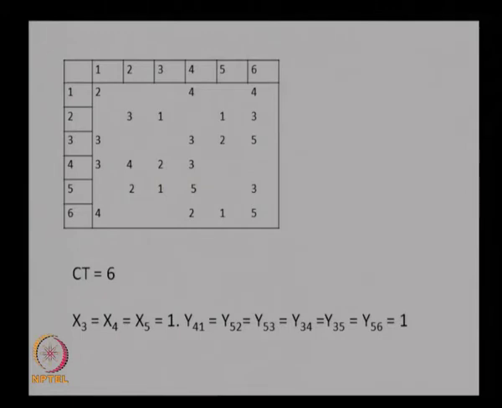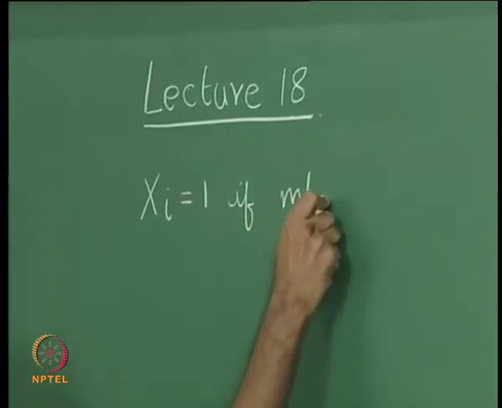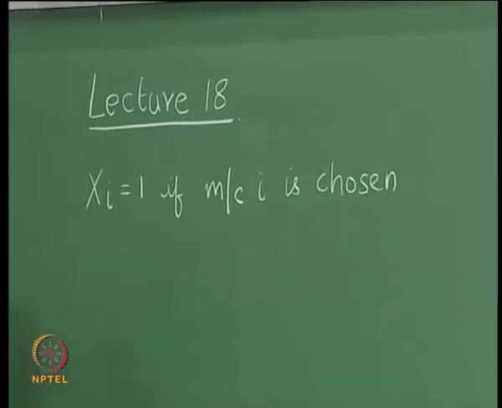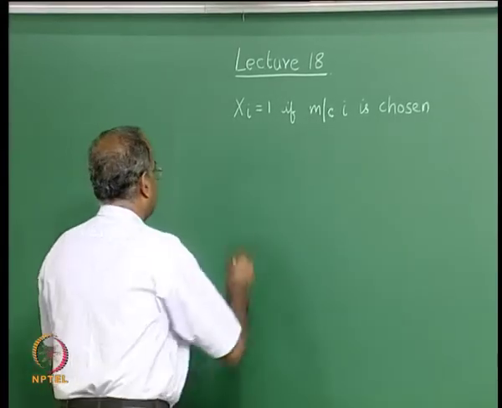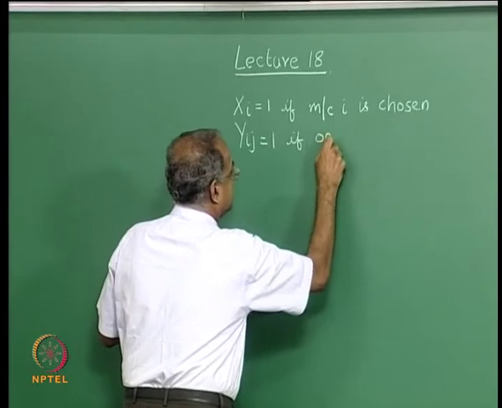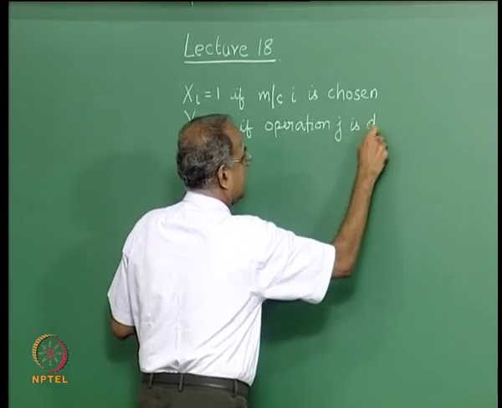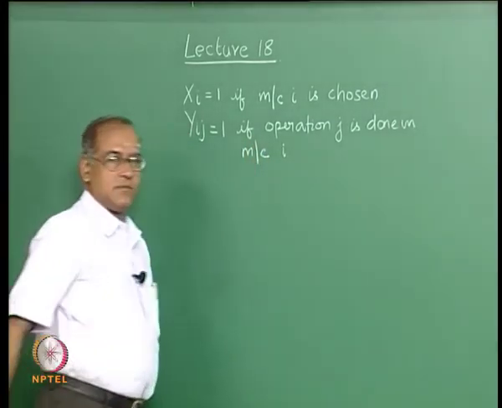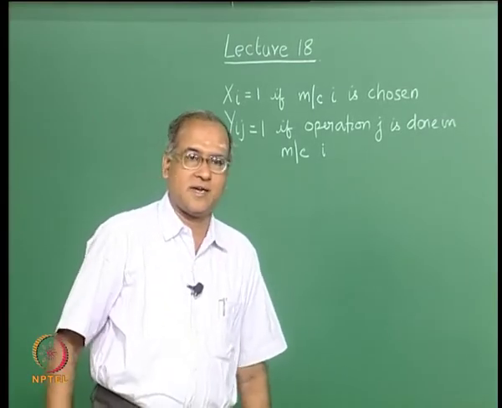So, we will have x_i equal to 1 if machine i is chosen, and we now have to allocate the operations to the machines. Therefore, y_ij equal to 1 if operation j is done in machine i.